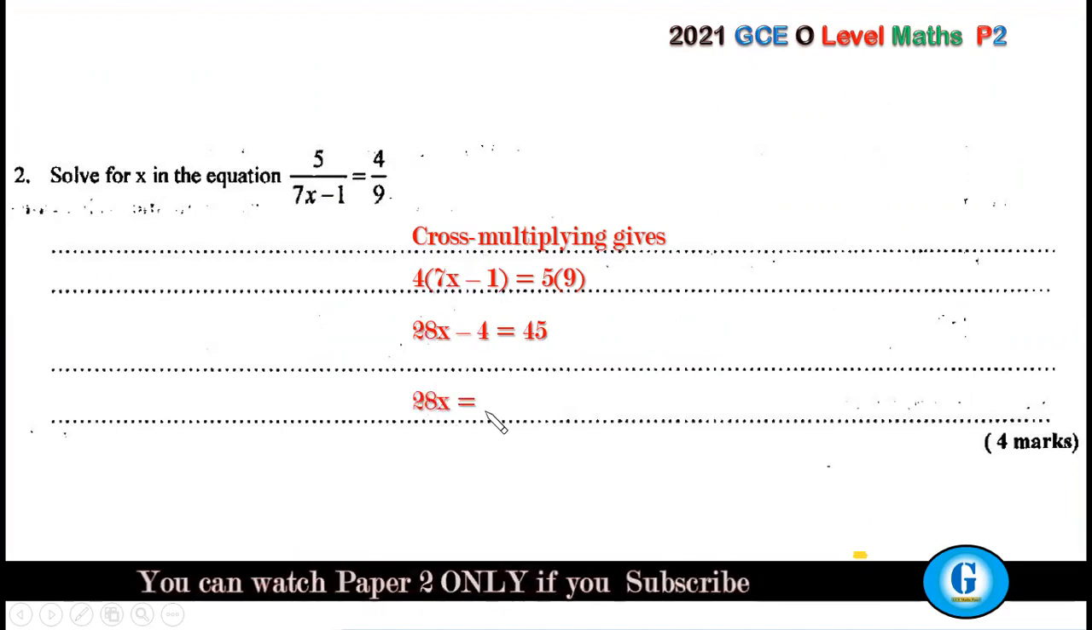And we have 28x on the left-hand side equals 49 on the right-hand side when we carry minus 4 to the right-hand side. So x will be equal to 49 on 28, okay? And when we simplify, we'll have 7 on 4.